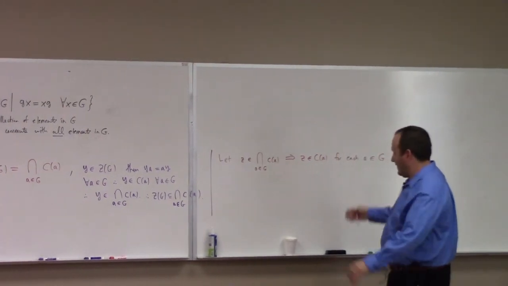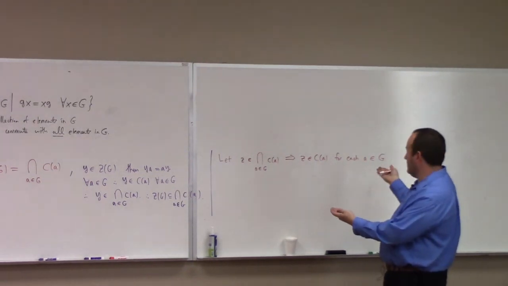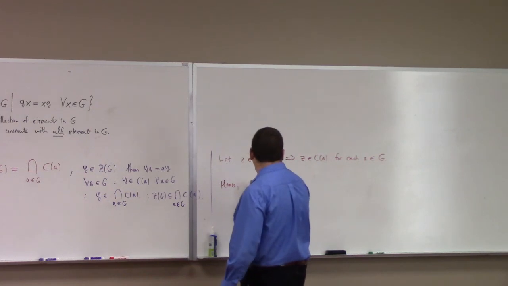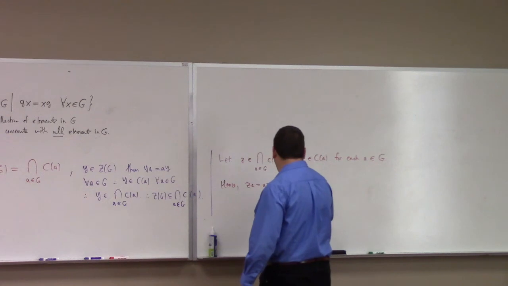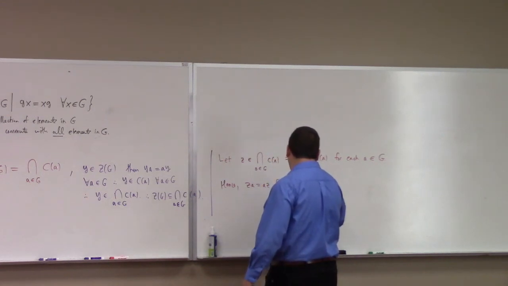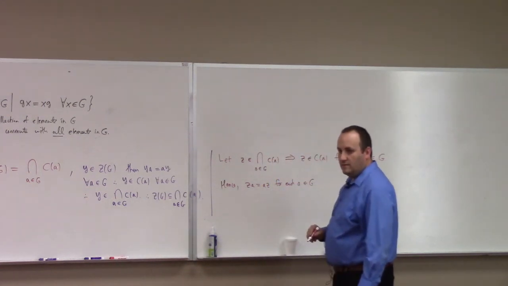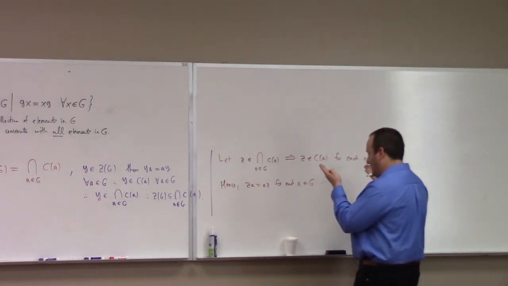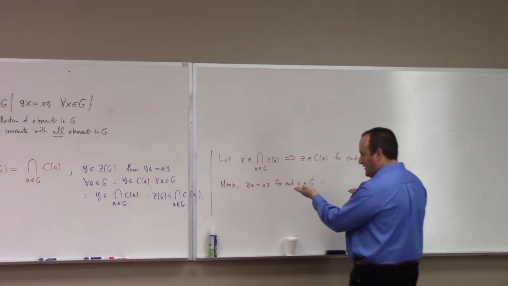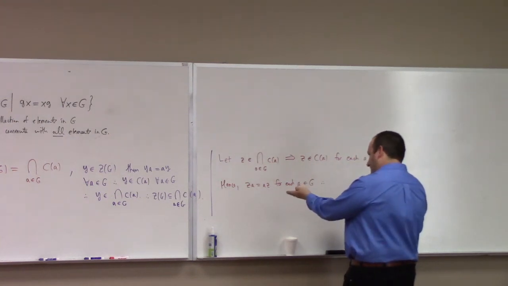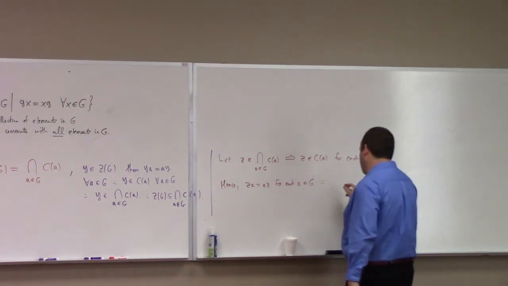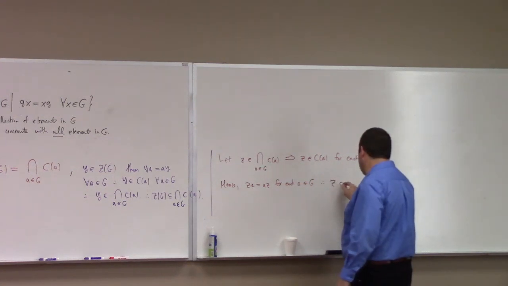All right. So that's what we got. What does that mean, though? za is equal to az for each a in G. Woohoo! We have gained entrance to the club that is known as the center, because z commutes with everything in the group. Therefore, z is in the center.